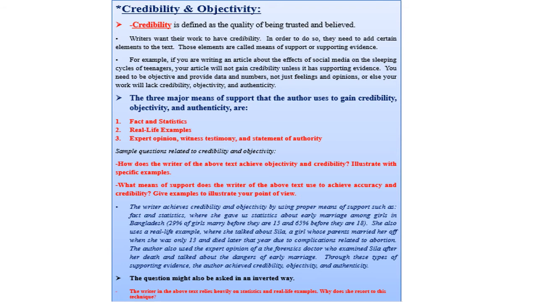Three major means of support. There are three major ways in which the author achieves credibility, objectivity, and authenticity. Authenticity being real. Okay, objectivity, not taking sides, credibility, being believable. We usually use those three together, okay? They generally mean the same thing. Facts and statistics, three ways to gain credibility, objectivity, and authenticity. Facts and statistics, real life examples, and expert opinion or witness testimony and statement of authority.